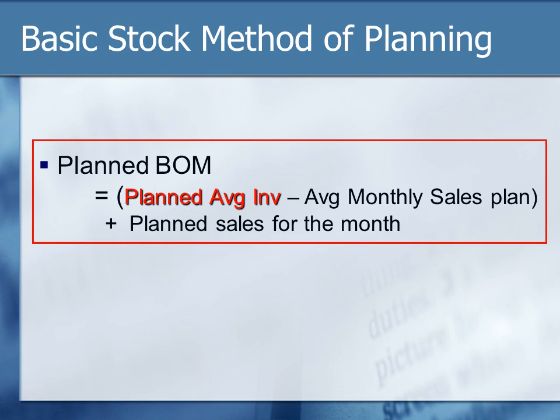So knowing basic stock is average inventory minus average monthly sales, if we replace the basic stock portion of the planned BOM formula we just saw in the previous slide with this basic stock calculation formula, then the planned BOM will be equal to planned average inventory minus average monthly sales plus planned sales, right? And this parenthesized part in this formula is what we called basic stock in the previous slide.